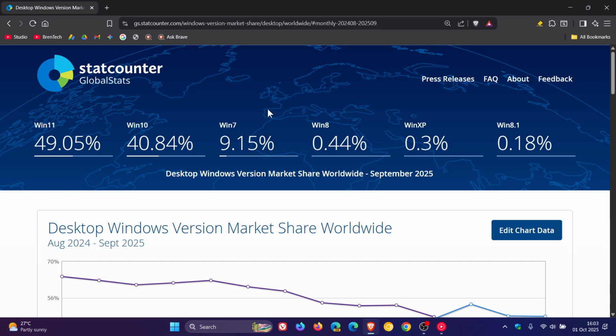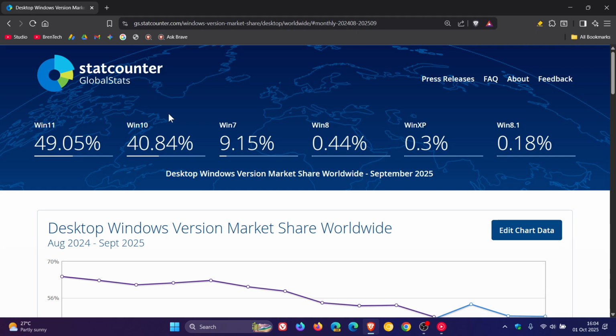Windows 7 has increased almost 5%, from 3.54% to 9.15%. And I'll get back to Windows 7 now. And very closely related to Windows 7 is Windows 10, which has decreased by almost 5%. You see where I'm going with this, from 45.65% to 40.84%.